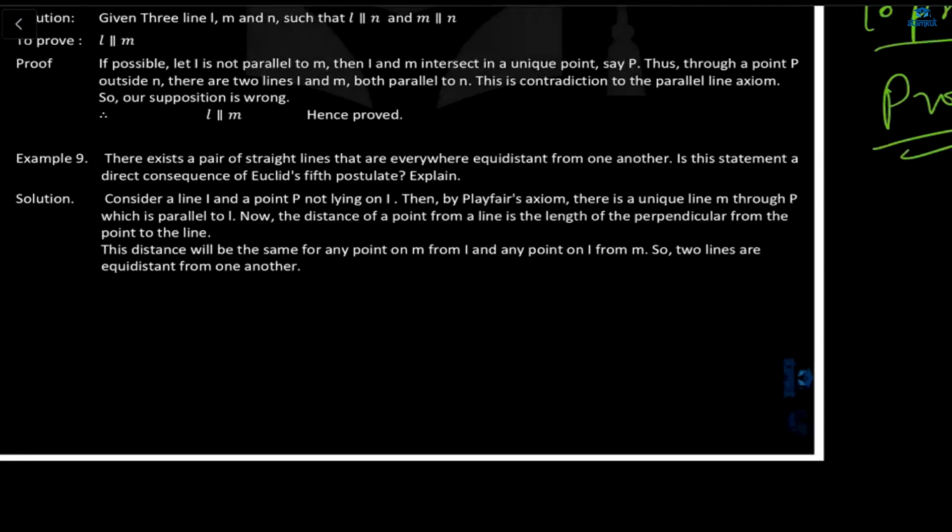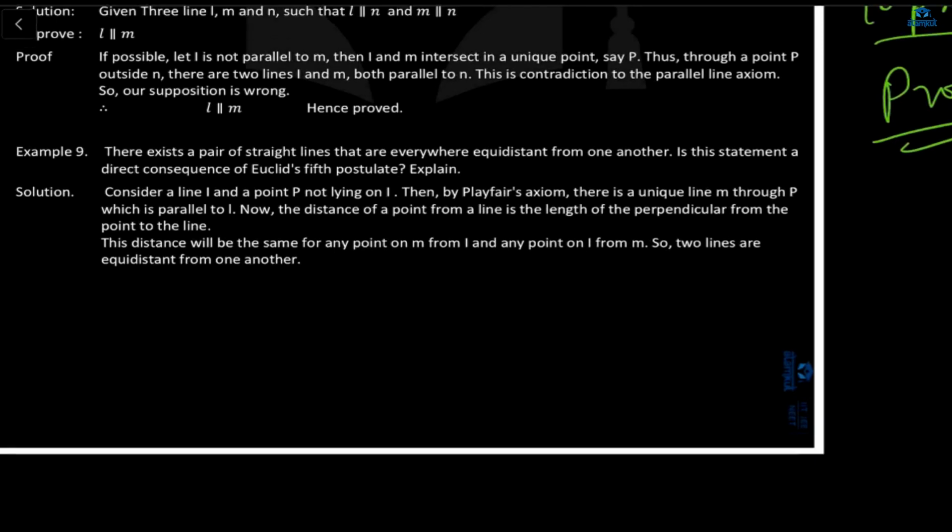Okay. So, what do you say? That there exists a pair of straight lines that are everywhere equidistant from one another. Is this statement a direct consequence of Euclid's fifth postulate? It is telling you that there is a pair of straight lines that are equidistant everywhere. Okay. So equidistant everywhere, that means what? That they are not going to meet at any point. Yes. So it is a direct consequence of Euclid's fifth postulate or not?